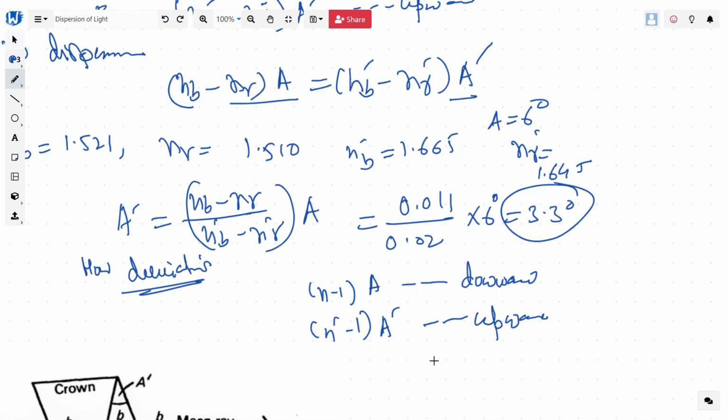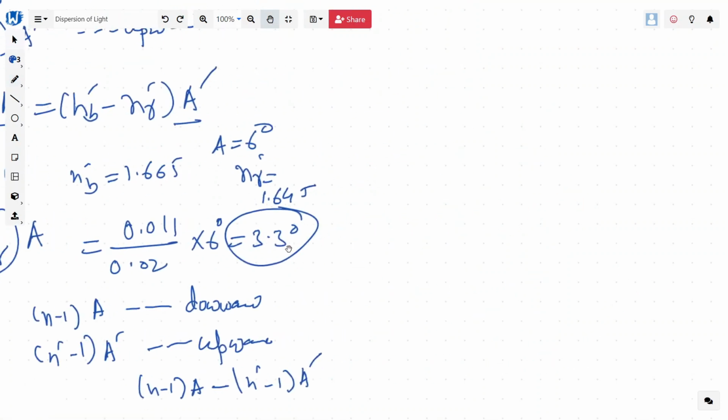So the net deviation is going to be (n minus 1)A, and minus, because it is now upward, (n dash minus 1)A dash. When you plug in the numbers, we already found A dash to be 3.3, and we already have these numbers in the last table which we have given. We'll get the net deviation, right?